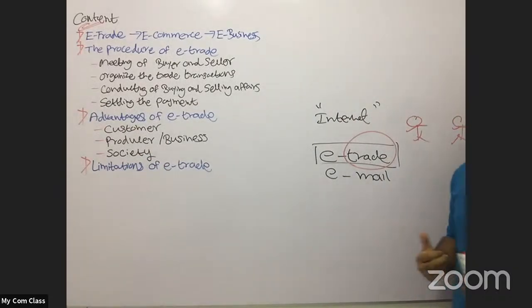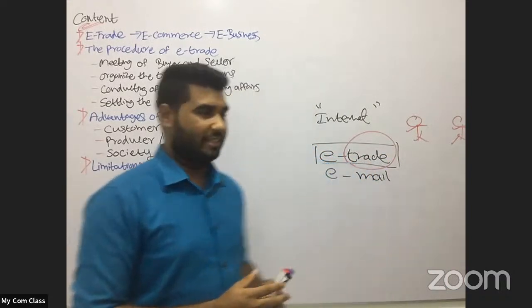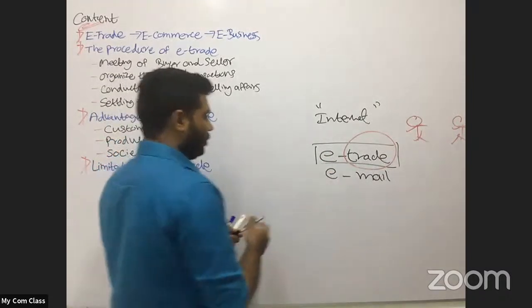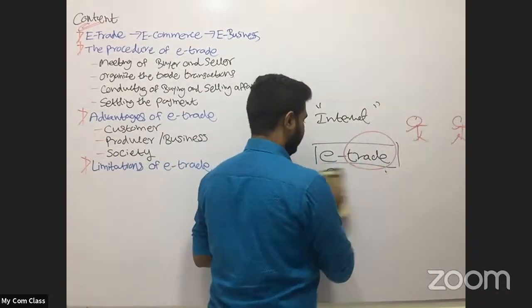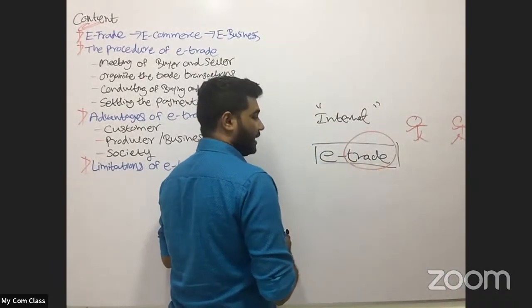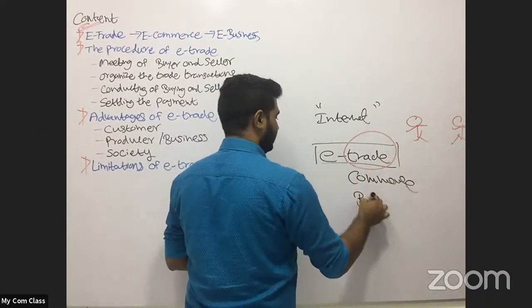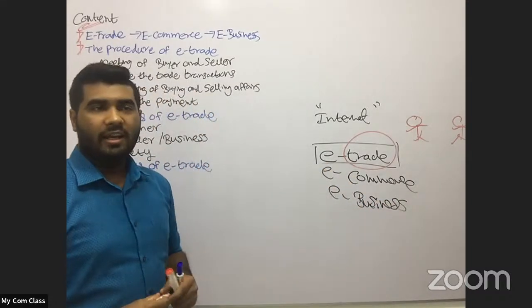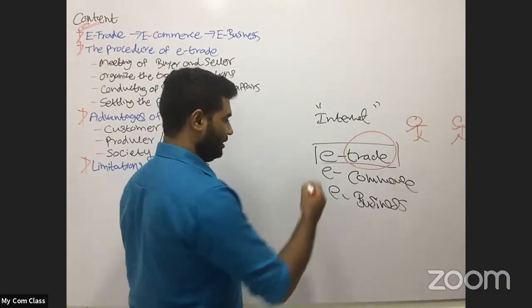Right, now coming back to the content: e-trade, e-commerce and e-business. If we remove the e in front of these, we have trade, then commerce, then business. Electronic trade is where you do the trade activities, again buying and selling, using the internet, no doubt.